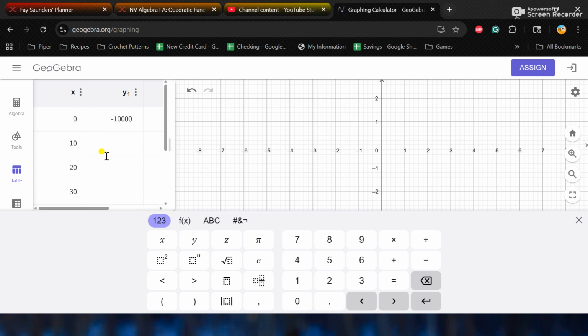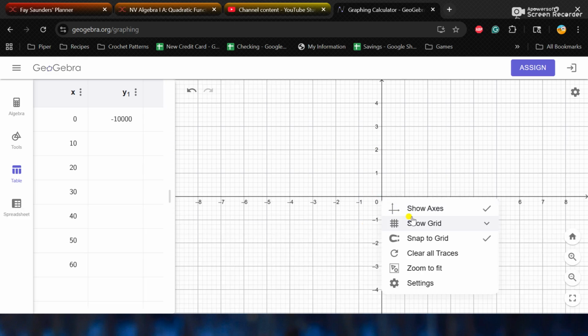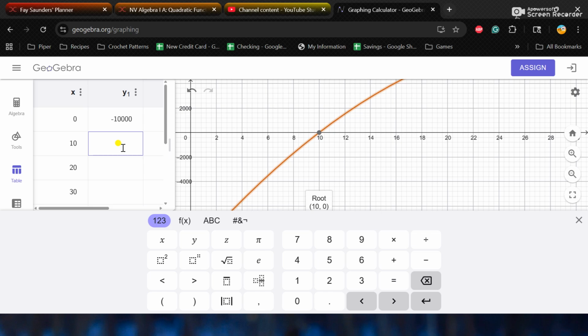Now, a second ago this was working, and I don't know why it's not working now. But let's go ahead and zoom to fit. Okay, it's got our nice little curve here. So at 10 candles, it says we're at 0 still, which is correct according to their table. So at 10 candles, she breaks even. Apparently she's selling these candles for $1,000 apiece. I don't know what's in these candles. This is our x-intercept.